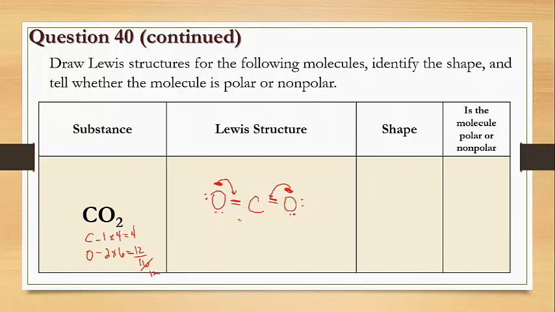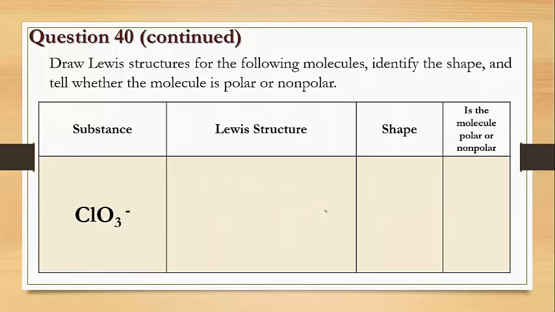Okay? Now, because I have 2 terminal atoms and no unshared pairs on the central, that would make this a linear molecule. And all linear molecules are nonpolar, symmetrical.